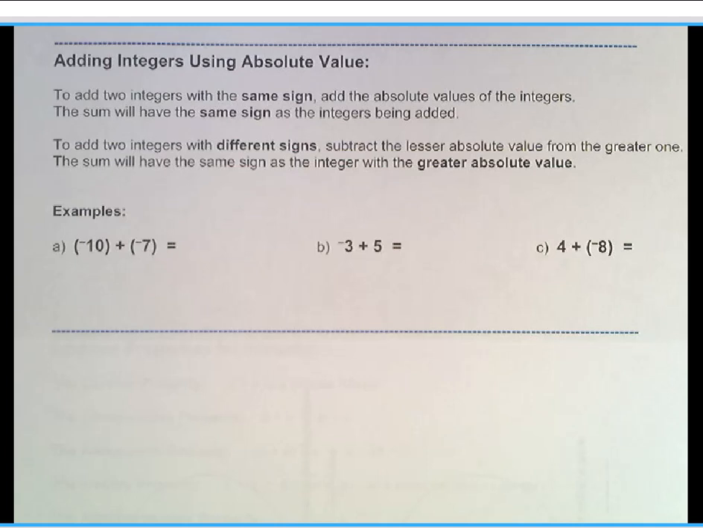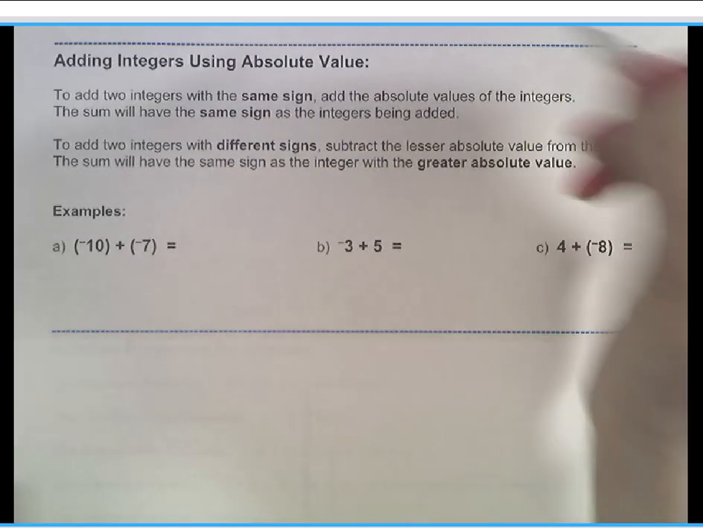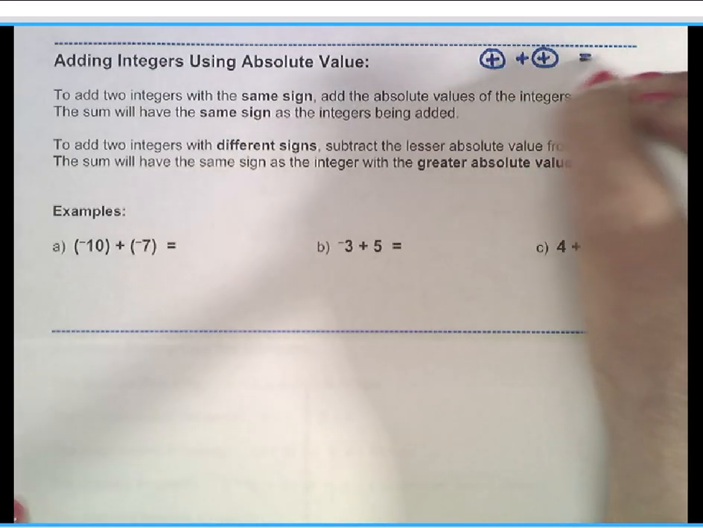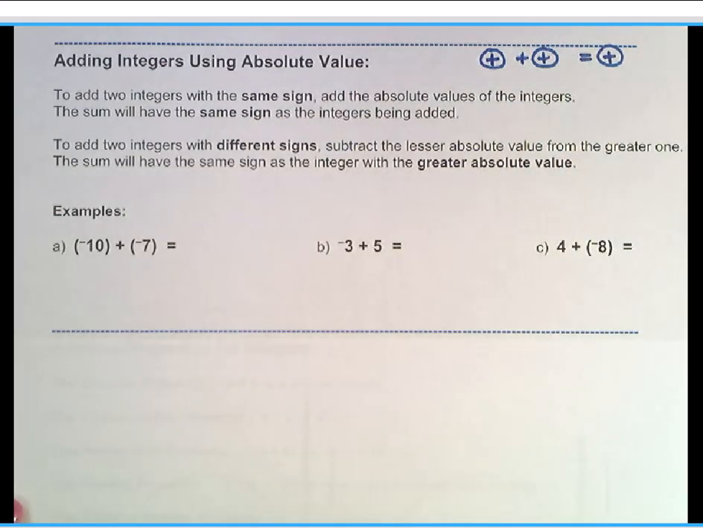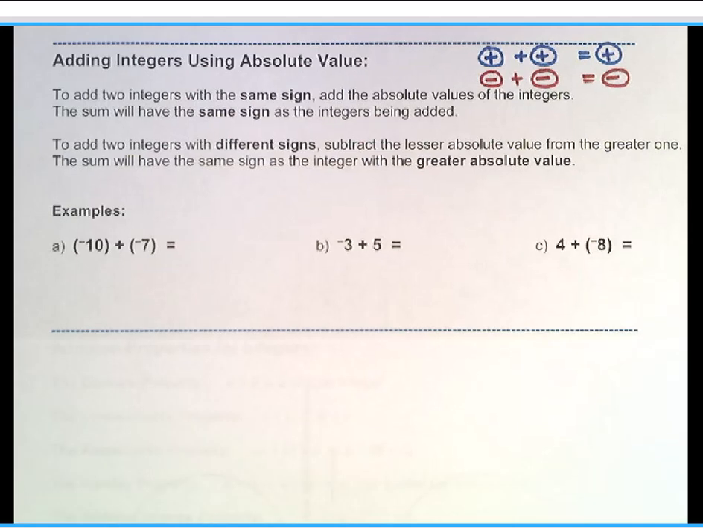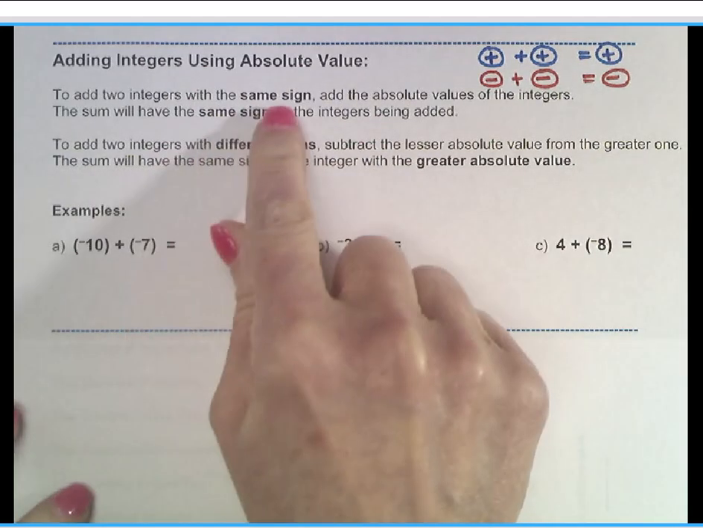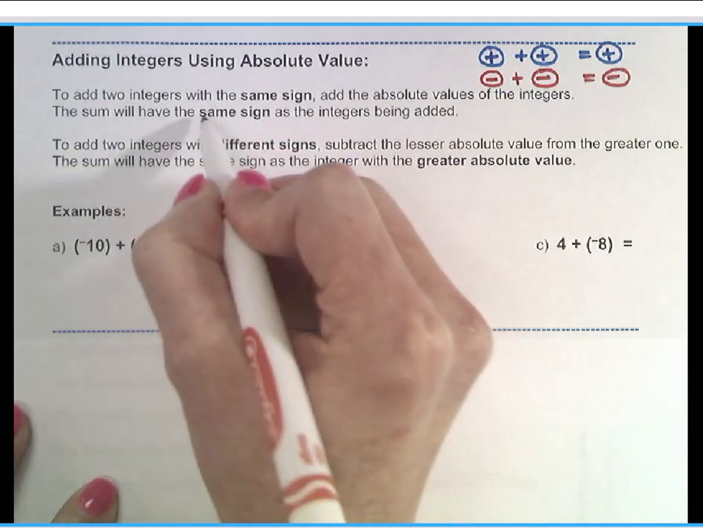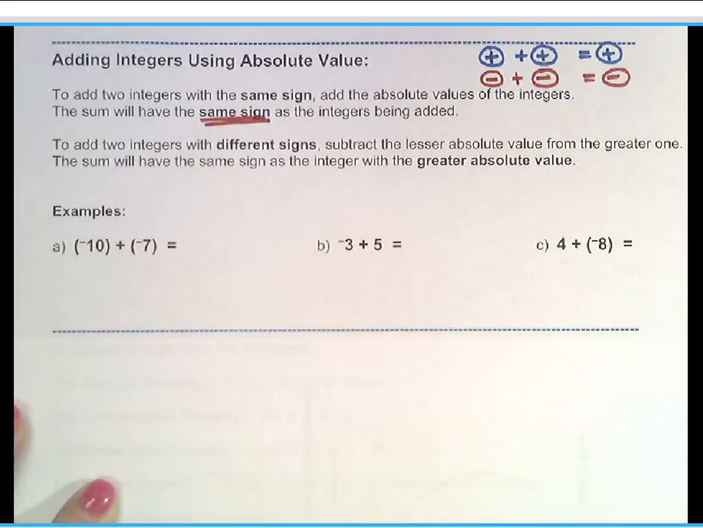So if you're adding integers that have the same sign, like you have a positive number plus a positive number, of course your answer is going to be positive. And if you have a negative number plus a negative number, of course your answer is going to be negative because the signs match. So if you're adding integers with the same sign, just add up whatever the numbers are. It says the absolute value of the integers, like ignoring any signs, just add the numbers. And then the sum, your answer, will have the same sign as the integers being added, like I said here. So two positives will make a positive, two negatives will make a negative.